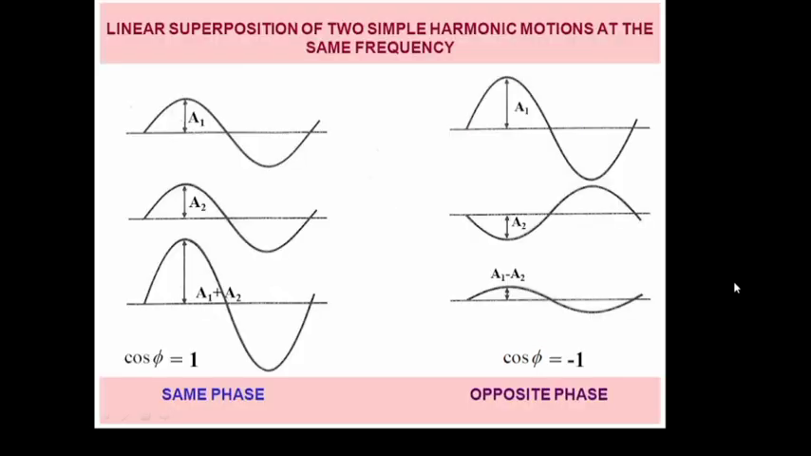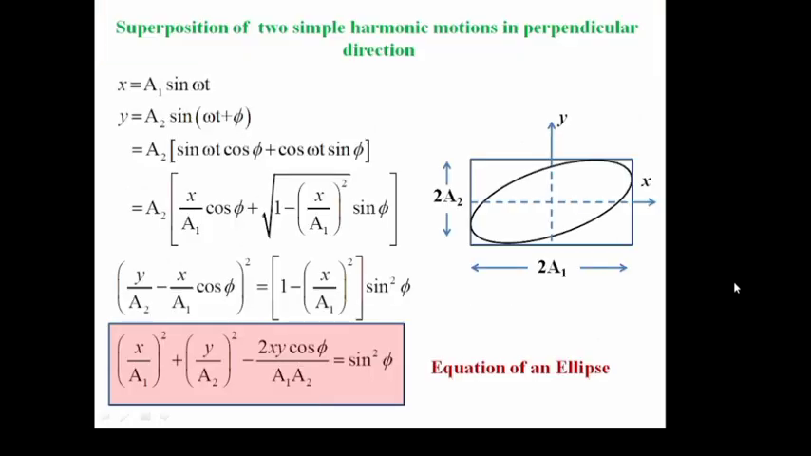Now you can see if cos phi equals 1, that is, the x1 and x2 oscillations are in the same phase, then the resultant amplitude is a1 plus a2. And if they are in opposite phase, it becomes a1 minus a2. So the resultant amplitude will reduce, right? In the next slide we will see what the form will be if we have two waves in perpendicular directions, x and y.